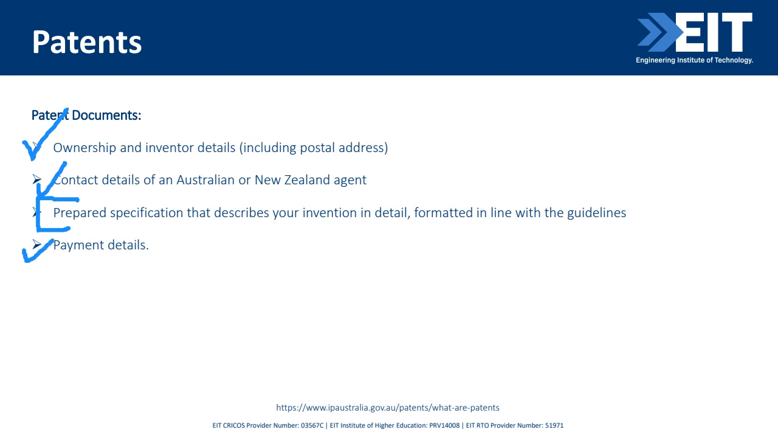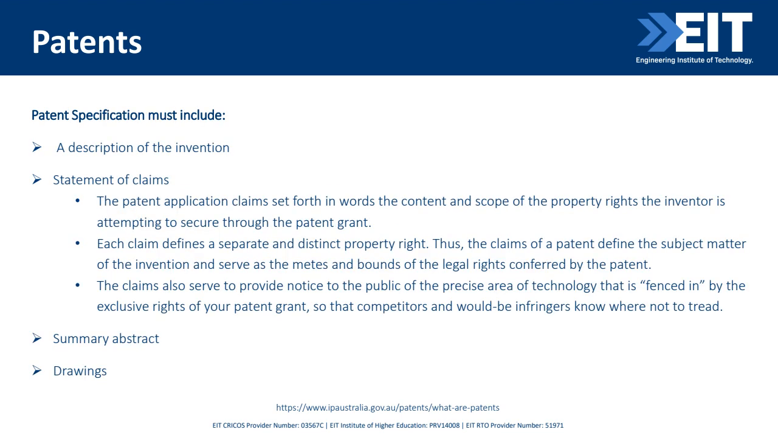So let's expand a bit further on these specifications. A patent specification must include the description of our invention and the statement of claims. I'll come back to this because it's again really important. It must include the summary, abstract, and it must include drawings if applicable. Most of the time drawings will be needed there to support our claims.